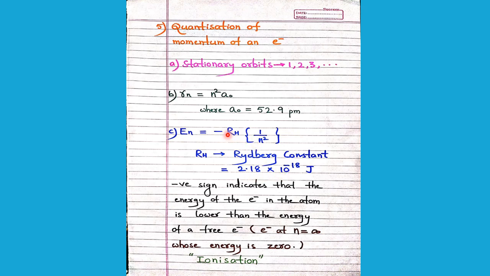Here the negative sign indicates that the energy of the electron in the atom is lower than the energy of a free electron. Free electron means what? N equal to infinity, the electron in the shell n equal to infinity, far away. That means it is totally free, so the energy is taken as 0. That is called the ionization process: the electron has gone out of the atom.